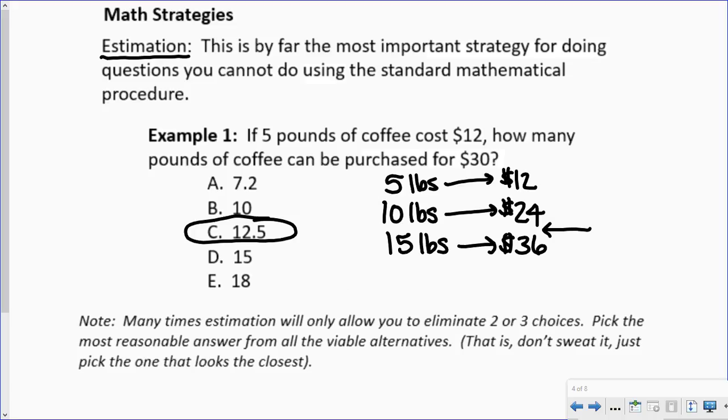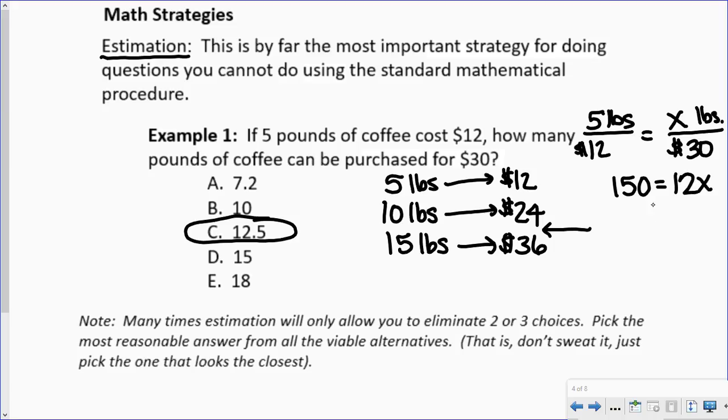Now, I do want to show you the math behind this. This can be done with a proportion. So if I put 5 pounds over $12, and that equals X pounds, I don't know how many pounds, that costs me $30. Then you could cross multiply, so that would be 150 equals 12x, and then you would still have gotten x equals 12.5. So this is a proportion problem.